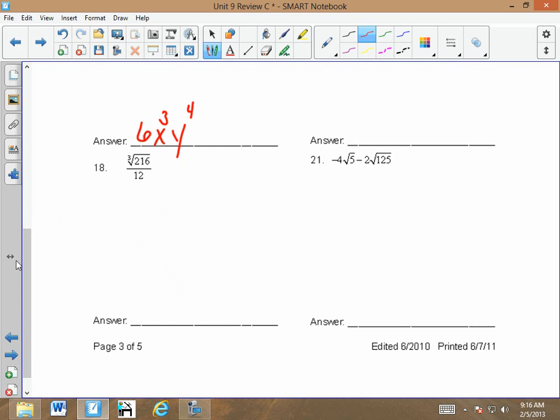So now I have the cube root of 216 equals 6. It's a perfect cube. So I have 6 over 12. 6 over 12 reduces to 1/2.